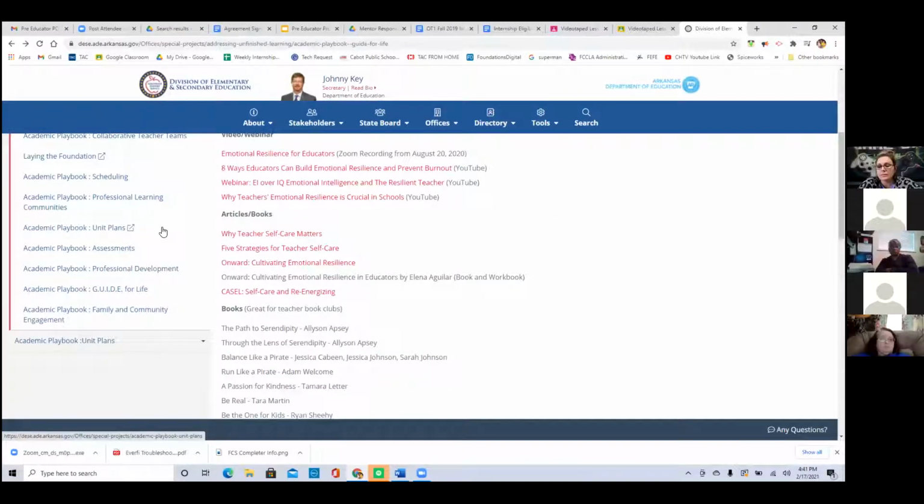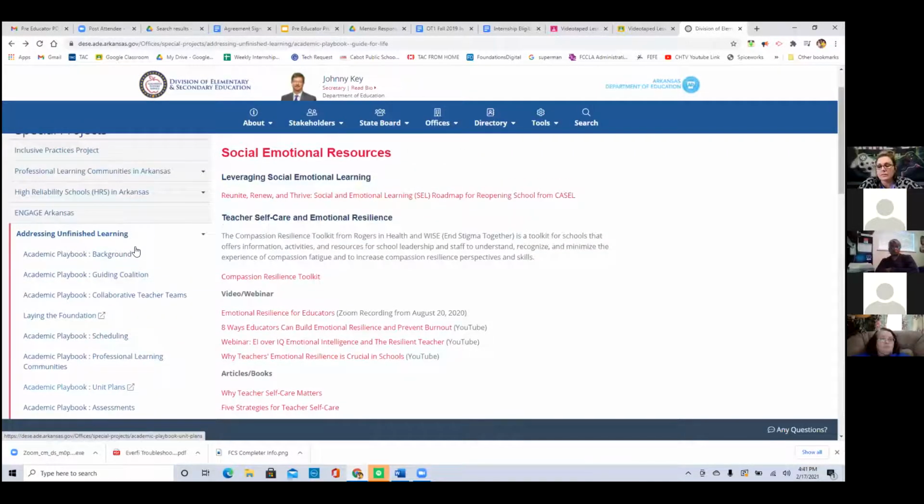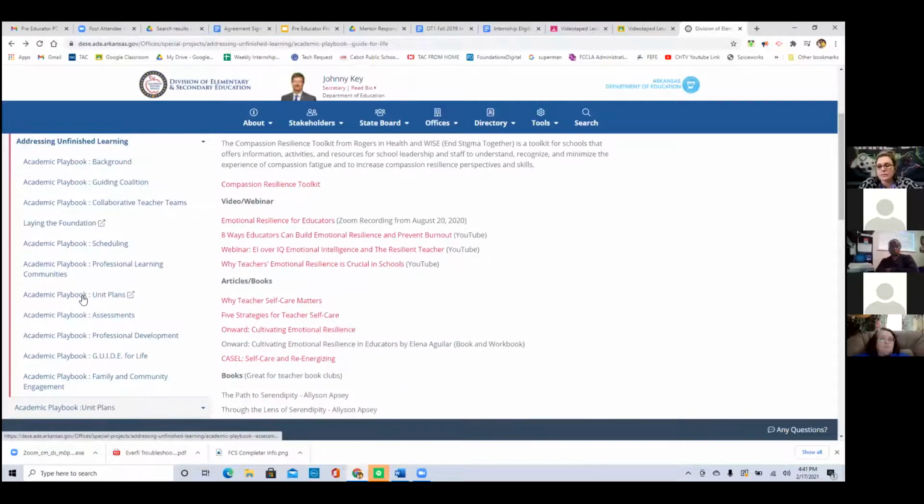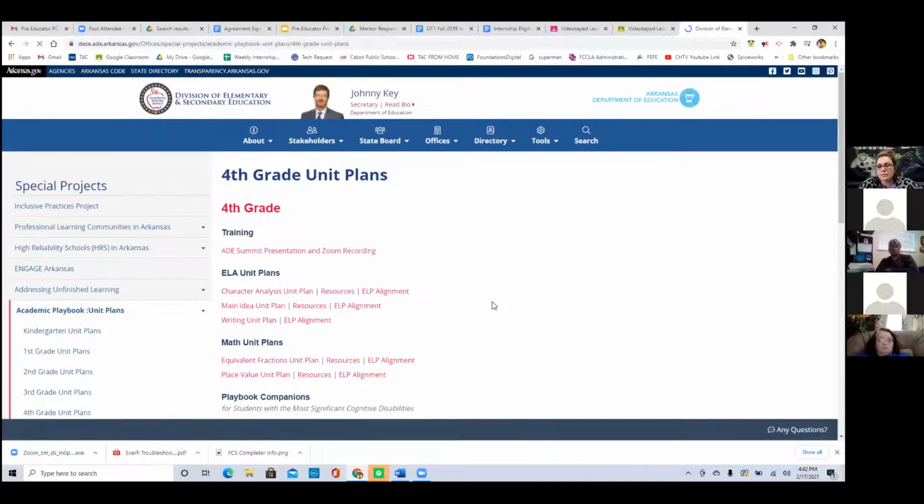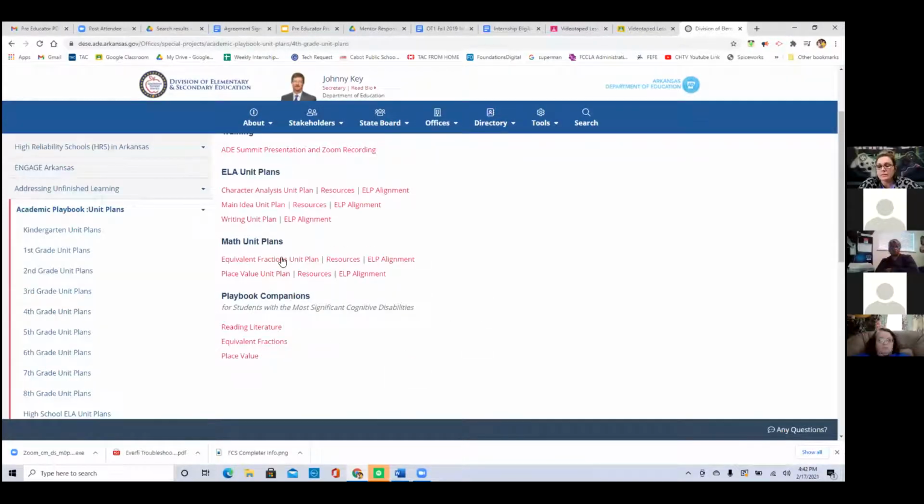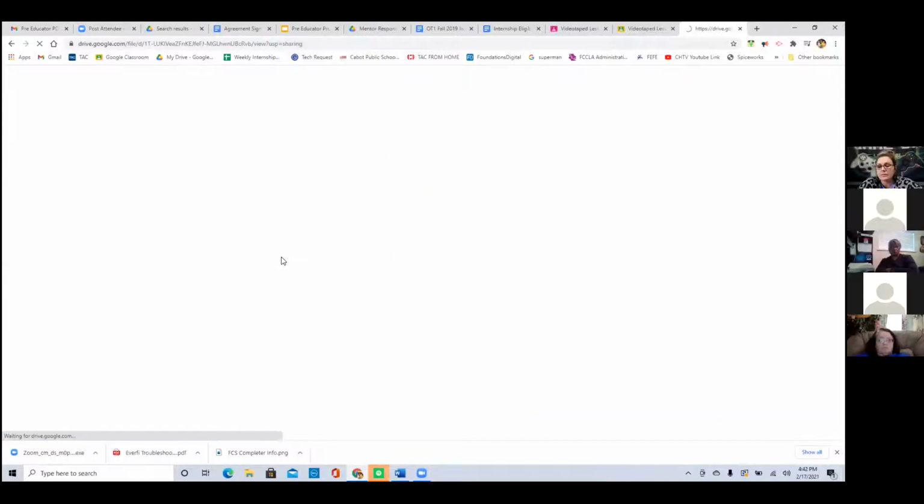Over here, this is the Division of Elementary and Secondary Education website. And then there are all kinds of playbooks. We have our playbooks that we were talking about, but so does everybody else. So I'm just randomly clicking on one, but here are math unit plans for fractions.